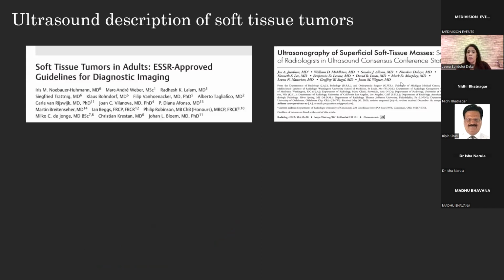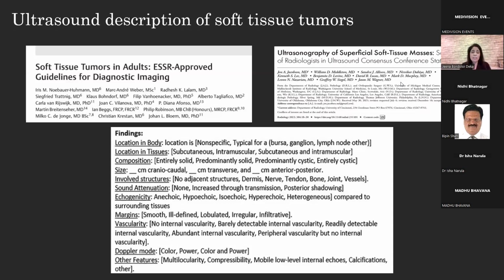So whenever we come across a soft tissue tumor, there has been a statement from the Society of Radiologists in Ultrasound, a consensus statement which was led by John Jacobson. And there's another paper showing guidelines for soft tissue tumors in adults in ESSR. For that, they say we should note the location in the body, the location in tissues, the composition, whether it's solid, cystic, entirely cystic, the size in craniocaudal and anteroposterior dimensions, the involved structure, sound attenuation, the echogenicity, the margins, whether smooth, ill-defined, lobulated, irregular, infiltrative, the vascularity on Doppler mode, and also other features. So even when we look at a tumor, we've got to look at these points and describe the tumor.